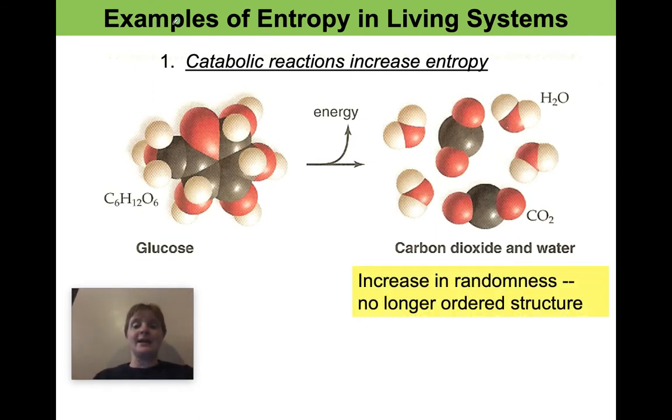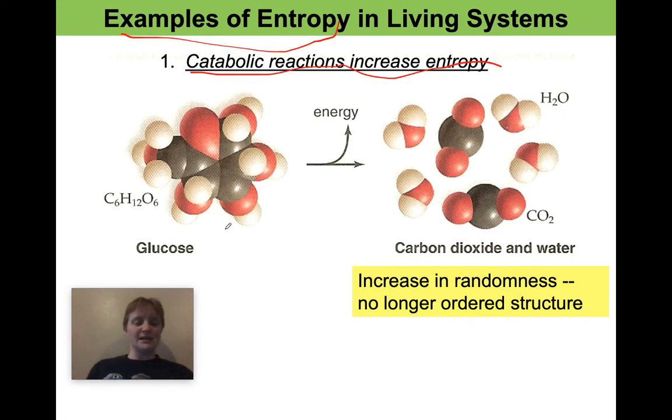So these are examples of entropy in living systems. You might want to have a section in your notes about examples of entropy. The first one is that catabolic reactions will increase entropy. So catabolic reactions, remember, are breaking reactions. So here's glucose. And when we break glucose during respiration, we get water and carbon dioxide. And you'll notice we went from ordered to disordered, organized to unorganized, to random.